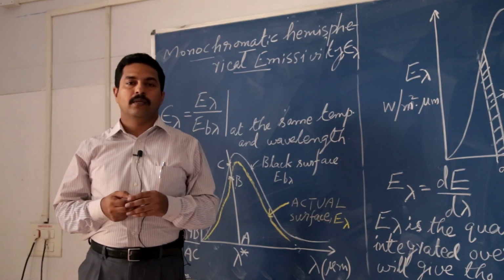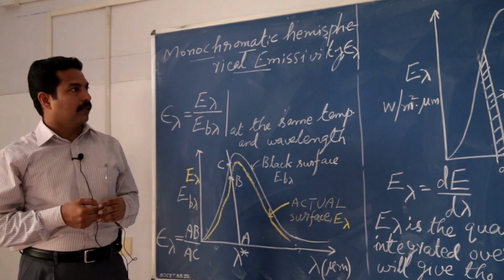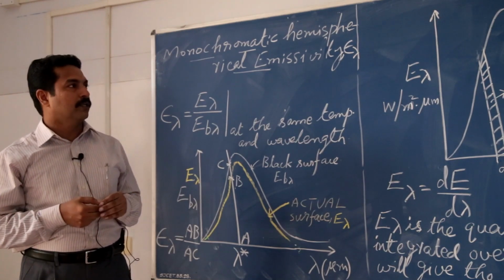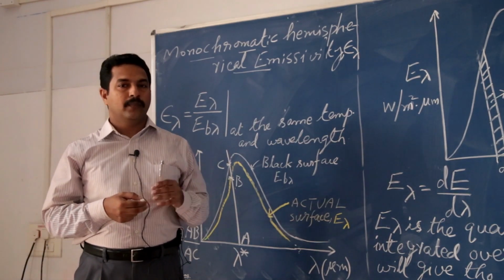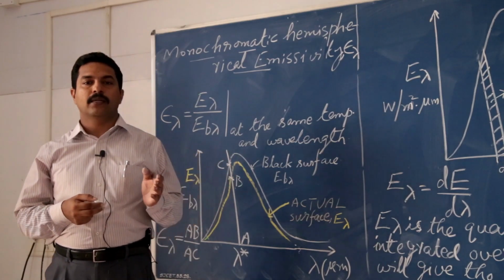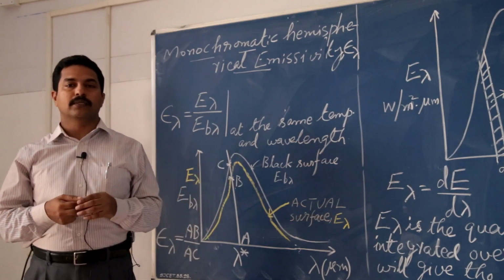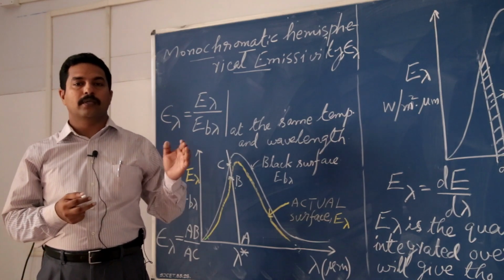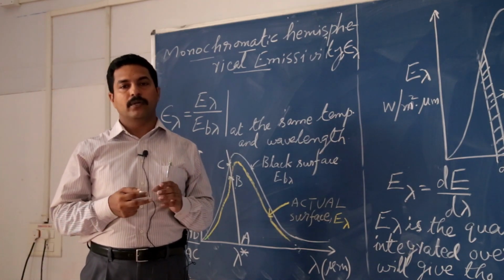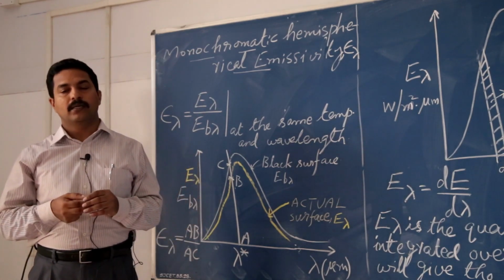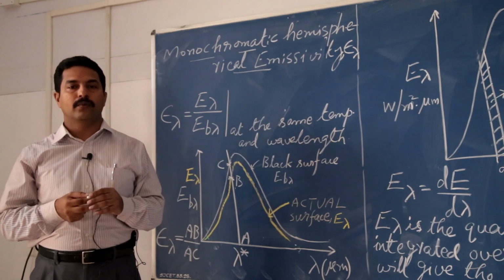Now, there is no need to say spectral hemispherical emissive power. Spectral emissive power itself denotes the emissive power at a particular wavelength. No need to say it is hemispherical; it is automatically taken into account.